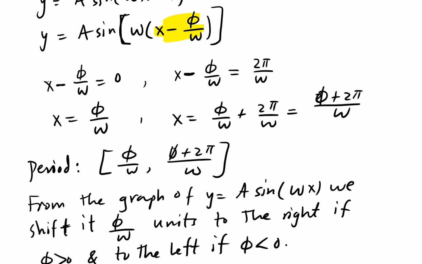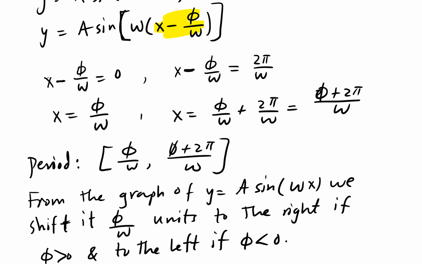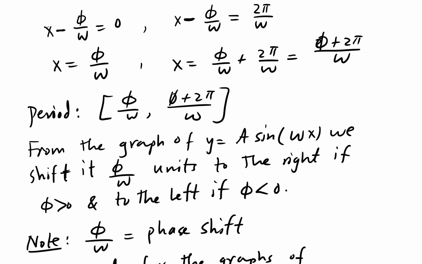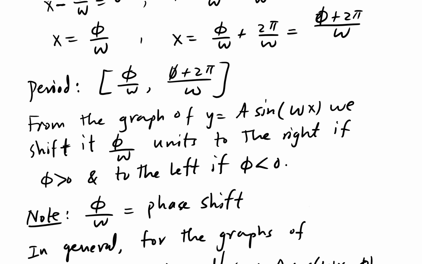So now from the graph of y equals a sine omega x, using transformations, we may shift the graph of a sine omega x phi over omega units to the right if phi is positive, or to the left if phi is negative. So that phi over omega is called the phase shift.